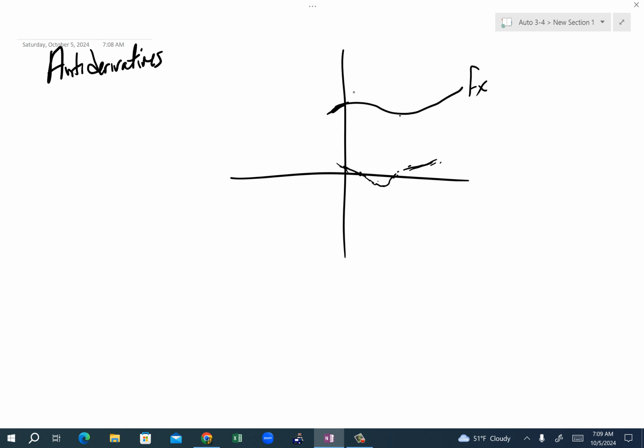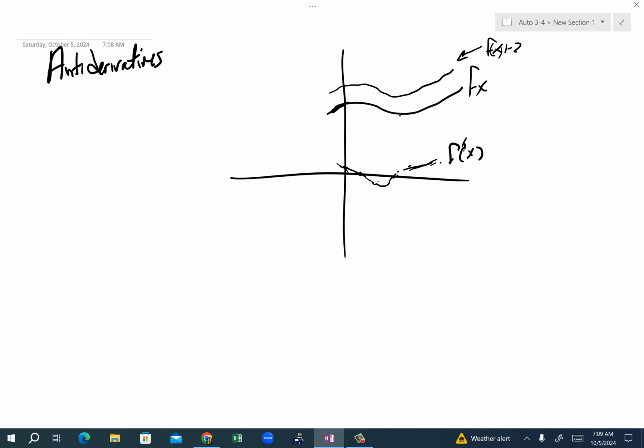The only difference between this function here and this function here would be f of x plus 2 or something. It's been shifted up. But they would all have the same derivative. That vertical shift makes no difference. And so this is f prime of x.